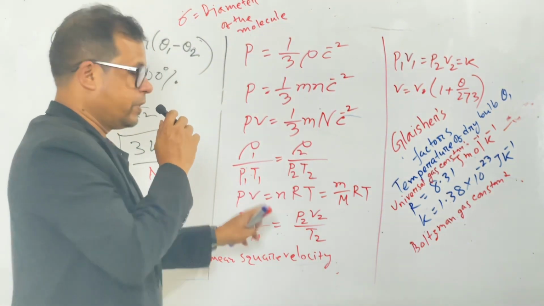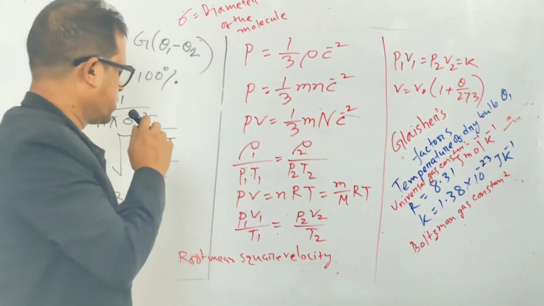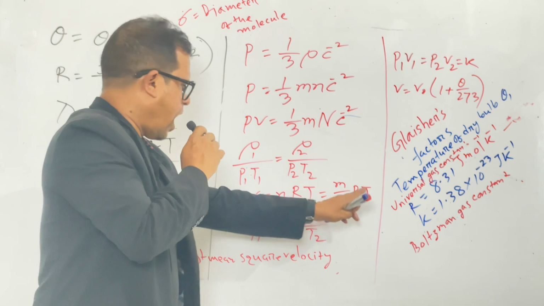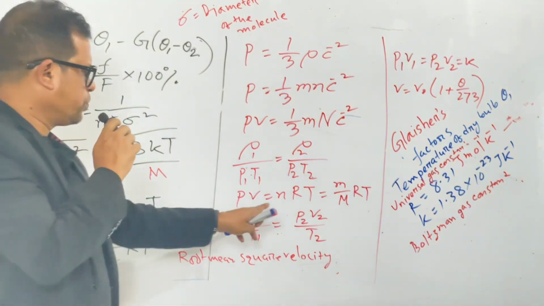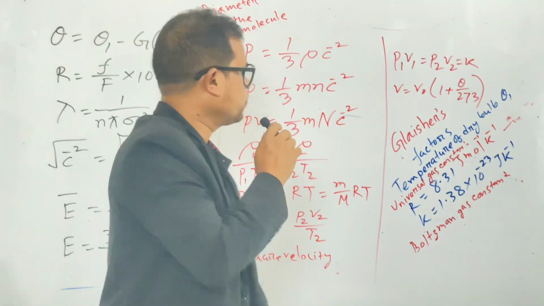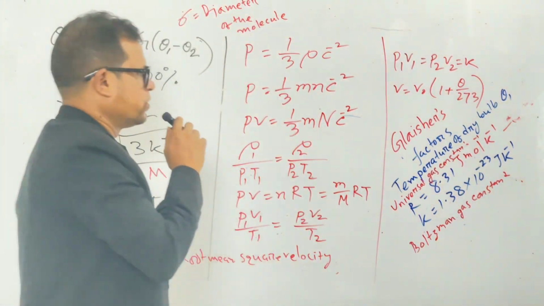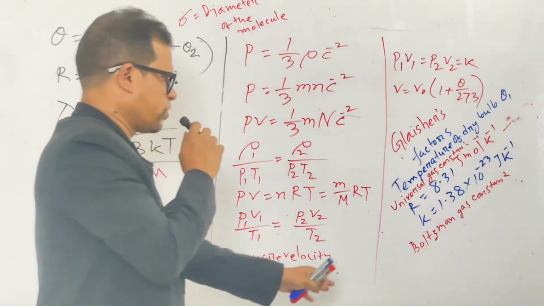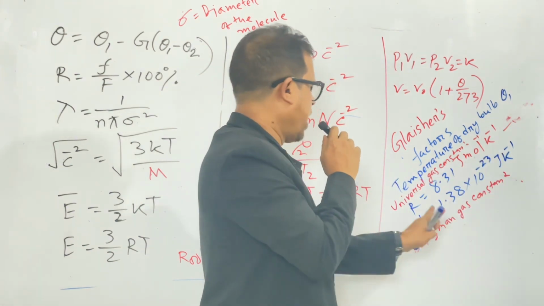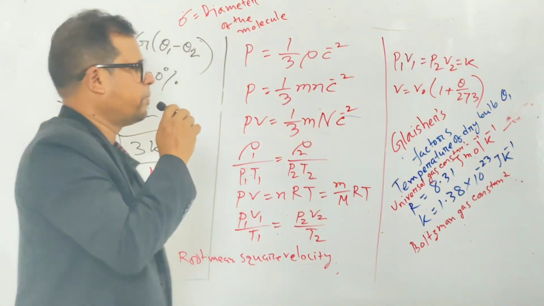Rho 1 over P1 T1 equal to rho 2 over P2 T2, and PV equal to nRT equal to small m over capital M RT. P1 V1 over T1 equal to P2 V2 over T2. And another formula: P1 V1 equal to P2 V2 equal to K. V equal to V naught bracket 1 plus theta over 273. And Boltzmann constant value is 1.380 times 10 to the power minus 23 joule per Kelvin. R, that is the universal gas constant, is equal to 8.31 joule per mole per Kelvin.